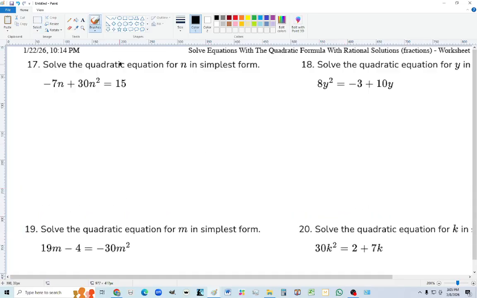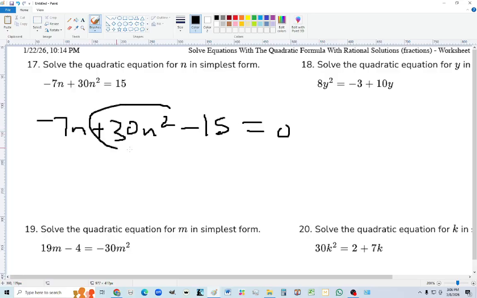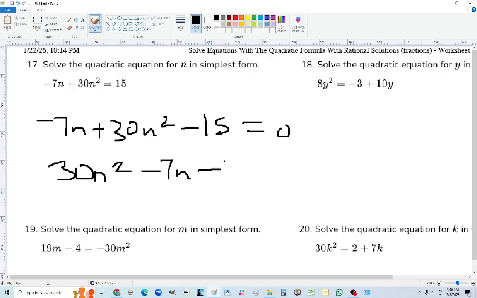Okay, they've just put the 15 on the other side, but really just bring the 15 to the left side to make it equal to 0. And then they put the 30n squared in the wrong area. 30n squared minus 7n minus 15 equals 0. So this is the real equation that we're looking for.